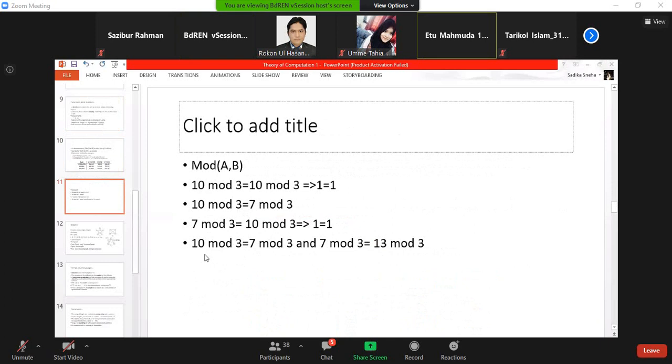Ma'am, in the transitive relationship, 10 mod 3 is equal to 7 mod 3, and 7 mod 3 is equal to 13.